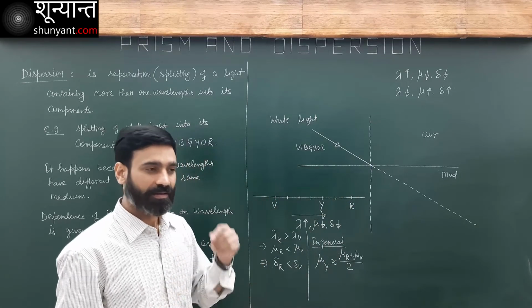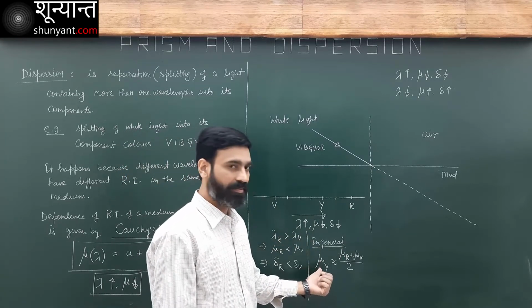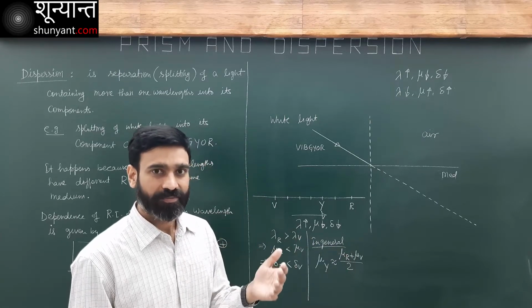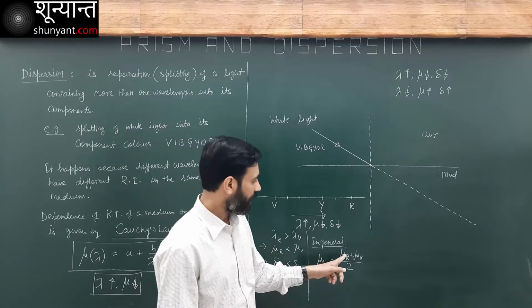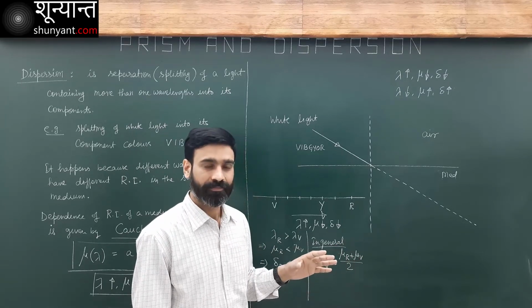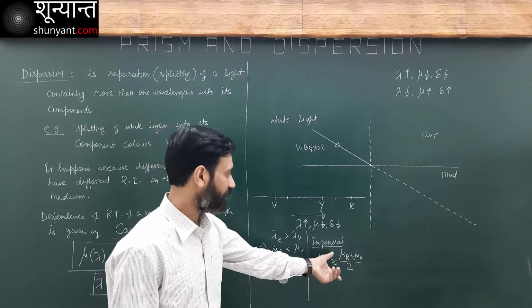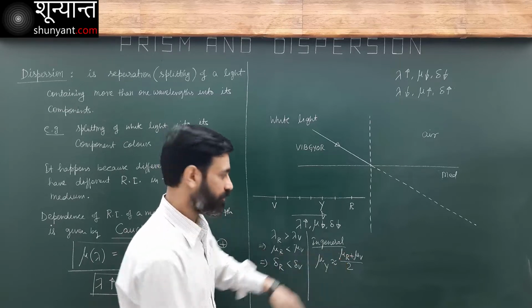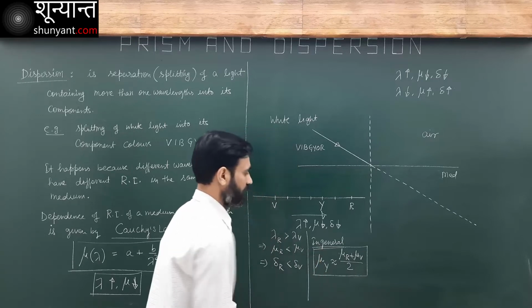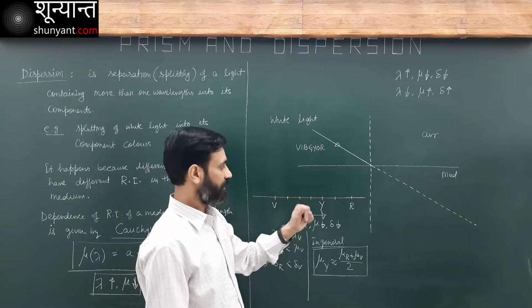Otherwise, in some problems, if the refractive index of yellow is given, then we will use that value. You will encounter some problems where the refractive indices of only R and V are given and the refractive index of yellow is not given. In those problems we will apply this relation. It will be approximately the average of these two. This is about the relation between their wavelength, refractive indices and the deviation.